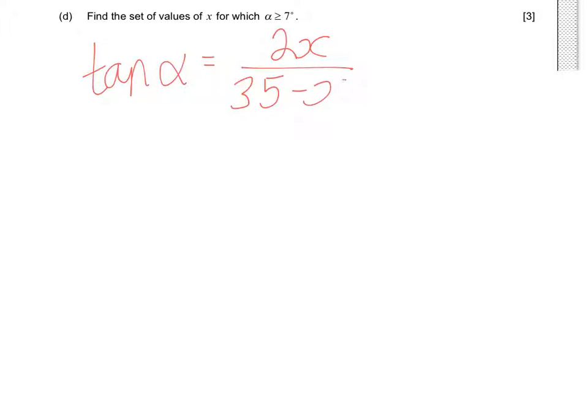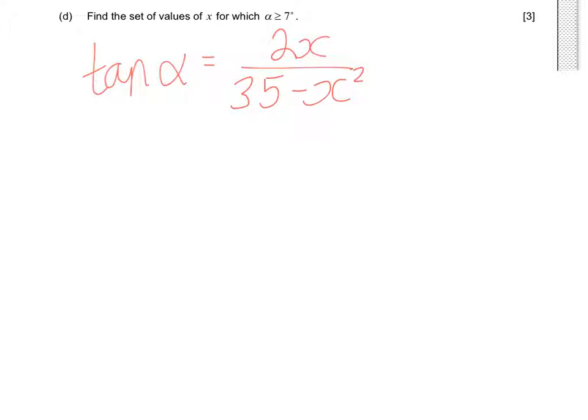Okay, find the set of values of x for which alpha is greater than or equal to 7 degrees. And we had this relationship, tan alpha is equal to 2x over 35 minus x squared. So this part D doesn't actually have that much to do with all the other parts. You can sort of answer this independently. It's just calculator skills.